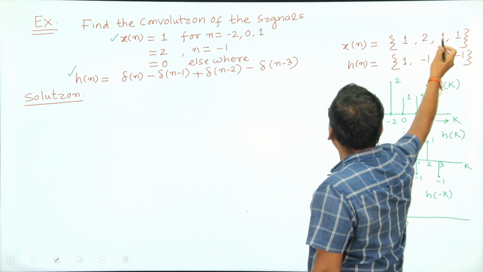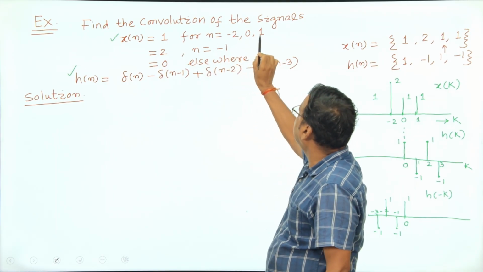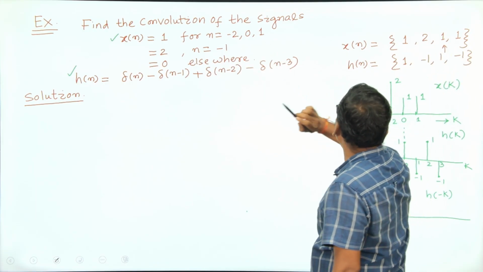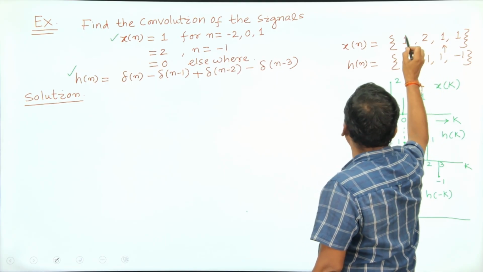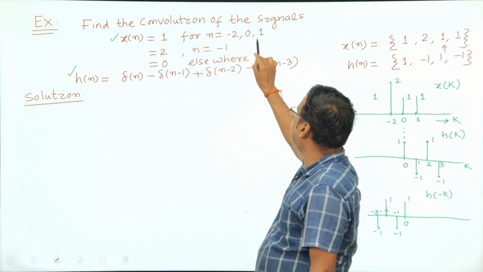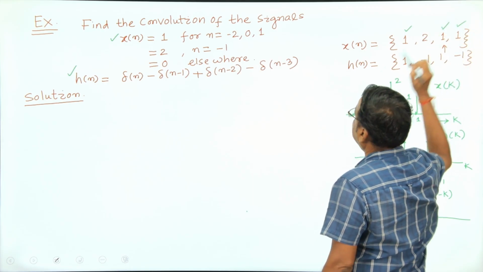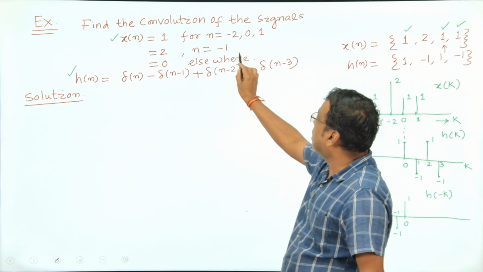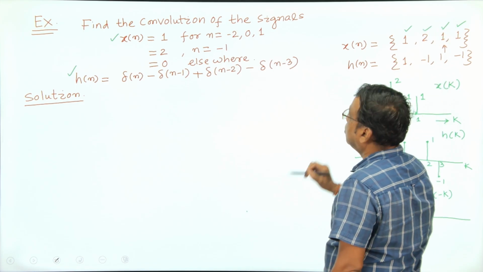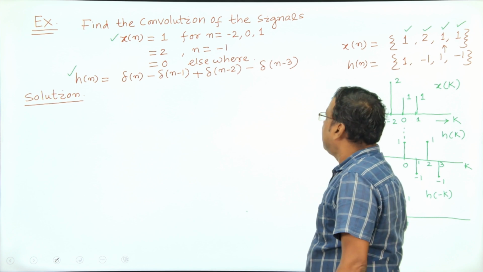So n equal to 0 is 1, n equal to -1 is also 1, n equal to 1 is 1, and n equal to -2 is also 1. The three samples exist for n equal to -2, 0, 1. This is -2 with value 1, this is 0 with value 1, and this is 1 with value 1. Then n equal to -1 is 2. So there are 4 samples at successive values of n.